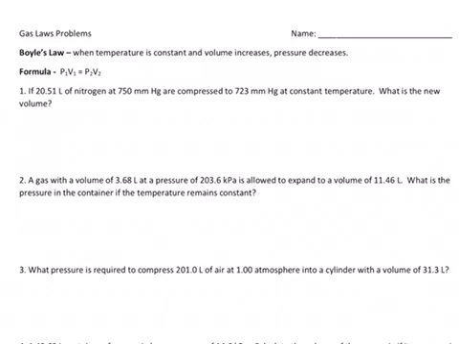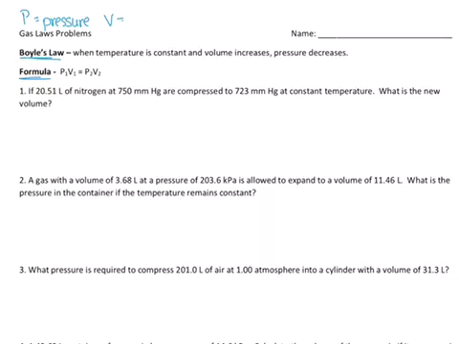I'm going to spend a little bit of time showing you how to put these gas laws into mathematical problems. What you'll notice is that I give you the law, its definition, and then the formula. So P stands for pressure, and this goes for all of these laws.